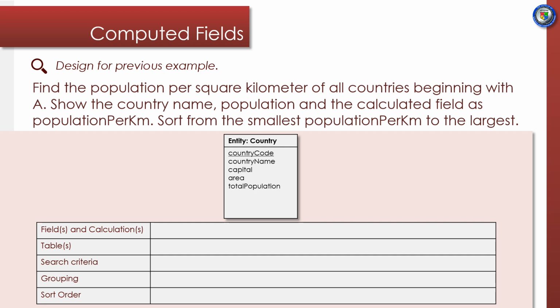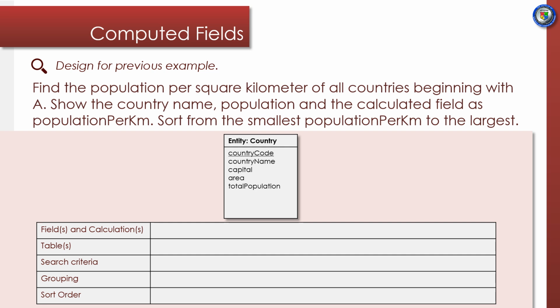Just a small refresher, we looked at design previously, but how would this look? Find the population per square kilometre of all countries beginning with A. Show the country name, population, and the calculated field as population per kilometre. Sort the smallest population per kilometre to the largest.